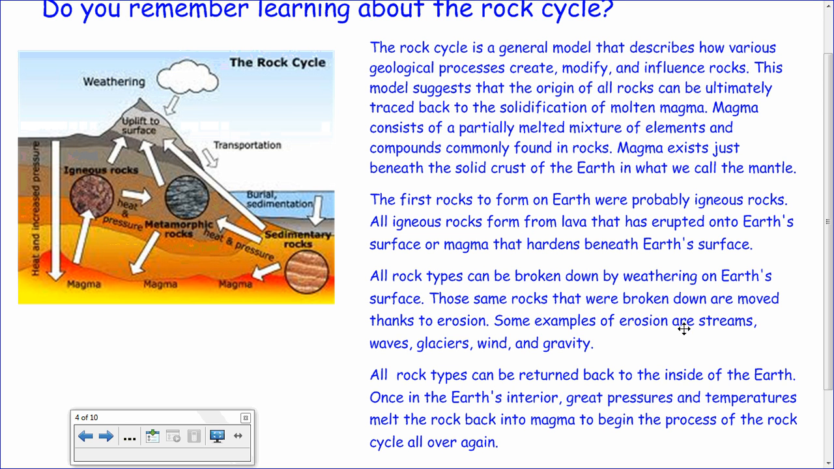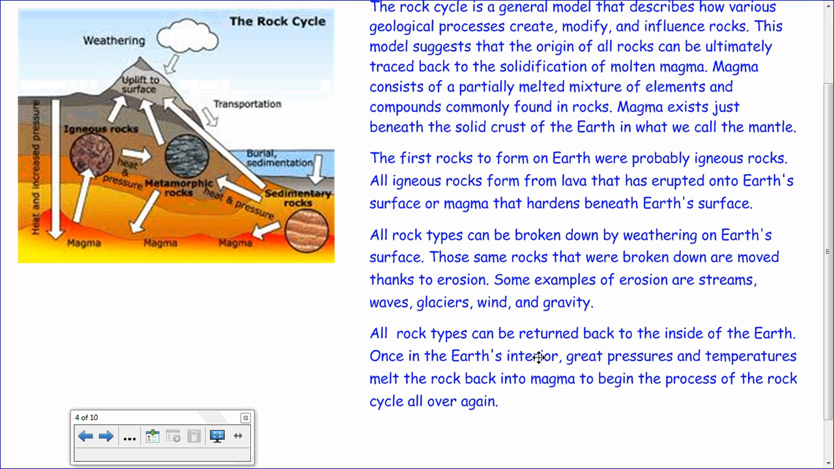Those same rocks that were broken down are moved thanks to erosion, and that's what we're looking at here, transportation. Erosion is like rain, wind, storms, floods, all that kind of thing. Weathering is something that takes a lot longer than erosion. Weathering is like the wind whipping at it, or maybe water running over it for a really long time. The easy way to understand the difference is to remember that weathering is very slow and erosion is very fast. Some examples of erosion are streams, waves, glaciers, wind, and gravity.